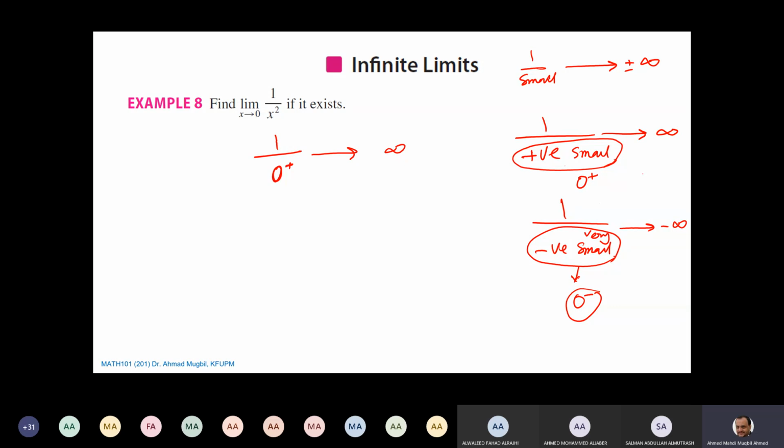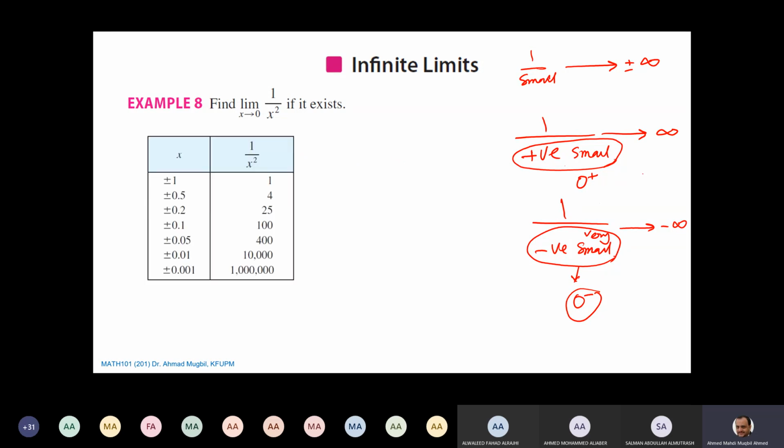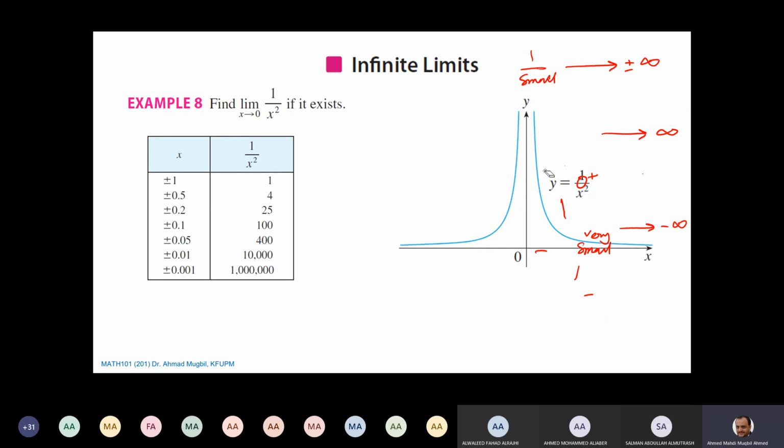We don't write positive infinity in general. So indeed, if you want to make a table, I don't advise you to use this case, but this is just for you to understand the meaning. Look at the graph, by the way. If you still remember the graph of this function from Math 101, here it is. This is the graph of 1 over x squared. It is not defined at 0.